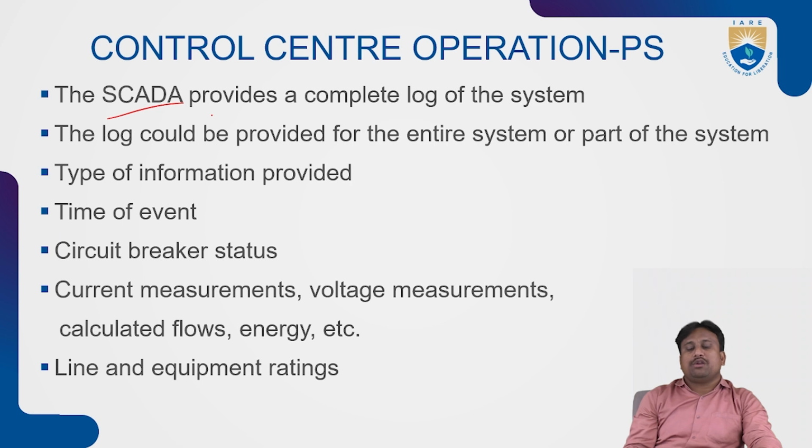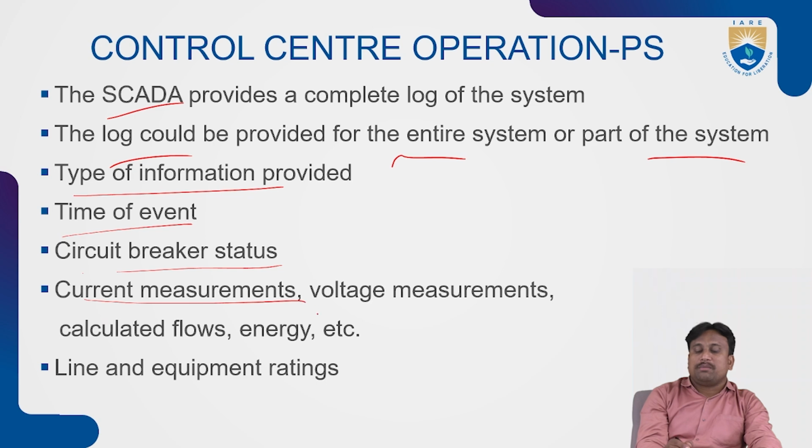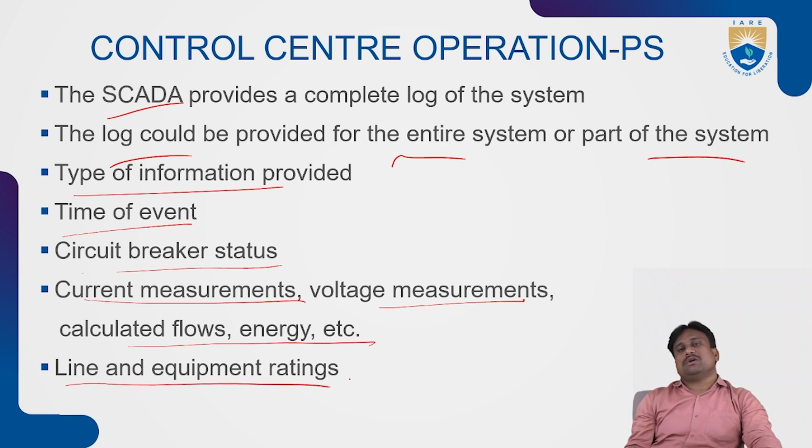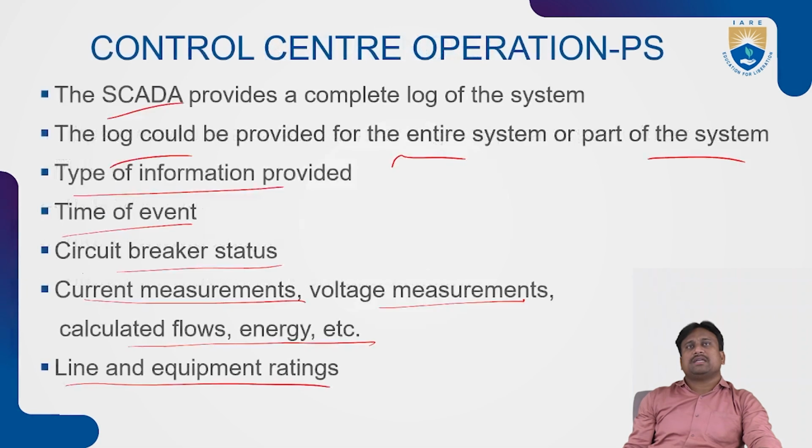So this SCADA provides a complete log of the system. That means the log could be provided for the entire system or part of the network, which gives the type of information provided. It may include the time of the event, circuit breaker status, current measurements, voltage measurements, calculated flows and energies. Line and equipment ratings are also much more important to control the operations. So likewise, we can maintain the SCADA operations as the continuity for the upcoming classes, which will make for smooth operations of the power system at various locations.